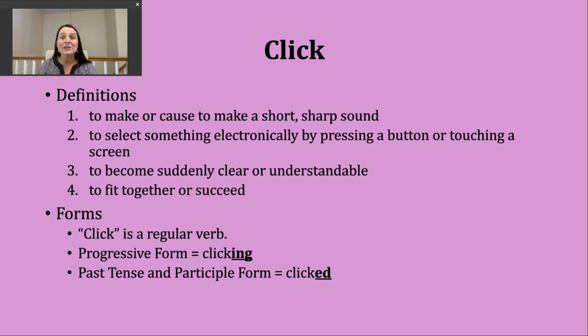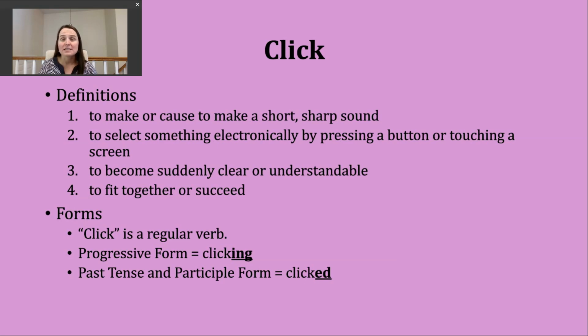A third way you might hear click used is to mean to become suddenly clear or understandable. So sometimes people will be talking about a subject, maybe a concept in school, and they'll say something like, it finally clicked, or maybe it's the negative, it hasn't clicked yet. A fourth way we hear click used is many times to refer to teams, and this could be teams as in sports or teams in a workplace, but really it means that people are fitting together, they're working well together and succeeding.